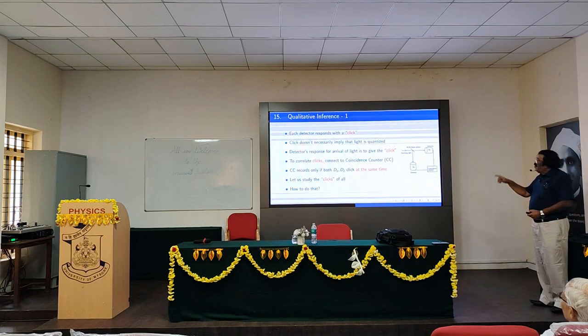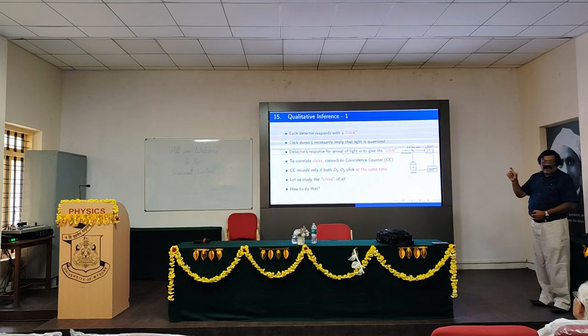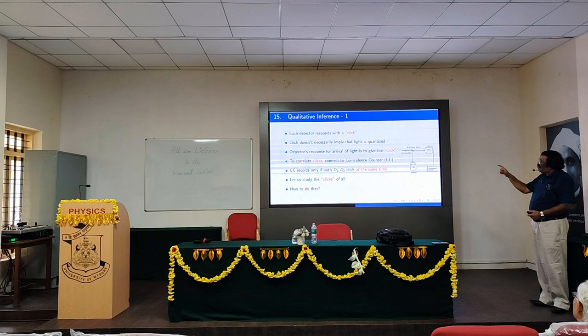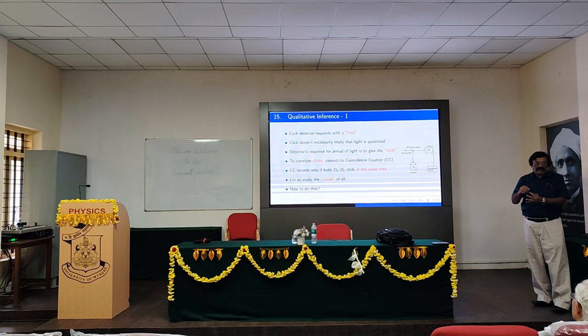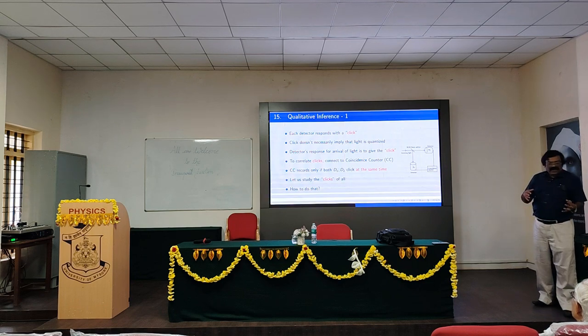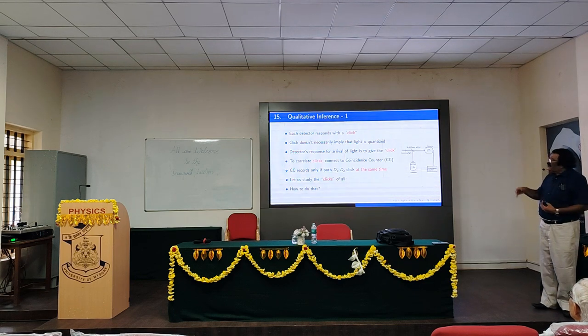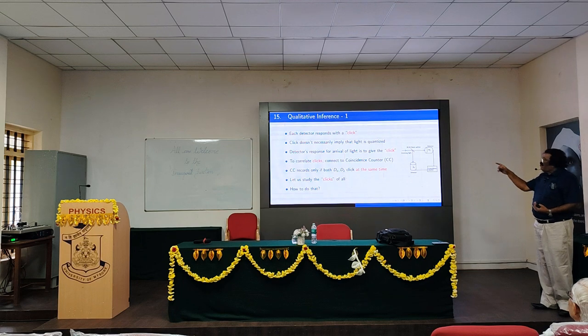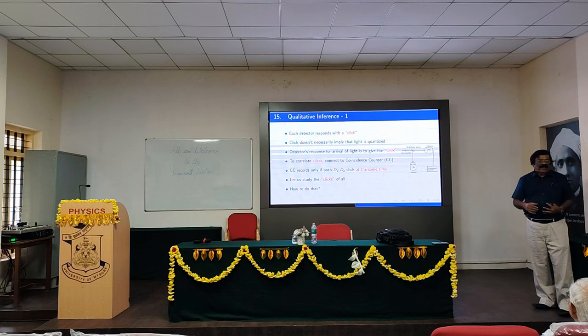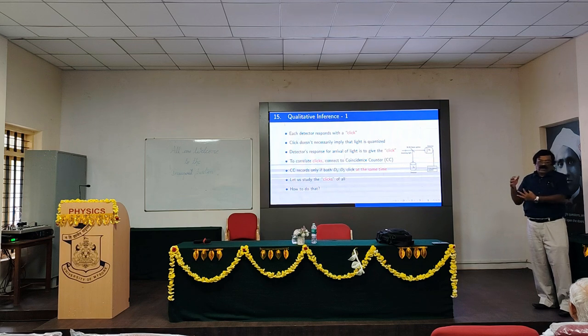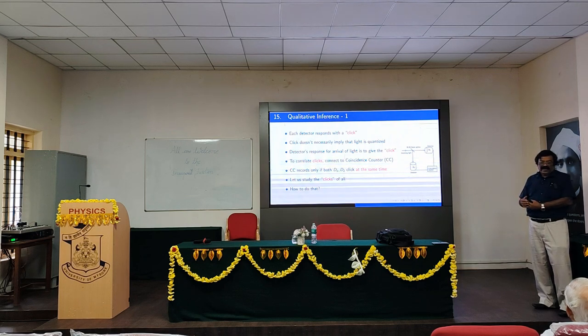So, coming back, each detector responds with a click. When I say click, click does not necessarily imply that light is quantized. When a detector clicks, does that mean that light is quantized? The detector's response for arrival of light is to give the click. That light has come to me is given a signature through a click. That's what I mean by a click.